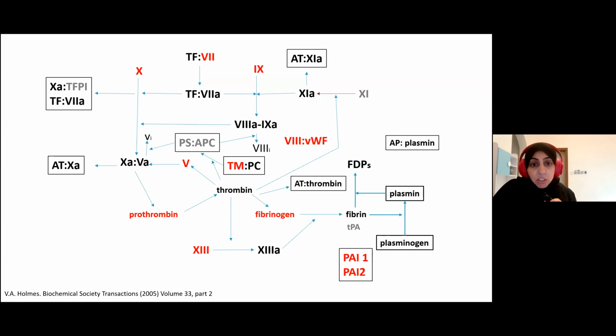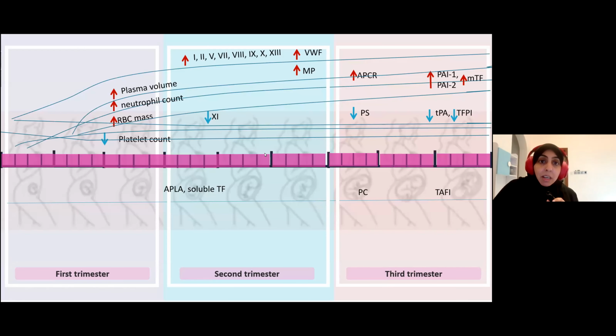Let's summarize these changes that occur during pregnancy, starting with the CBC blood count. The plasma volume will be markedly increased, starting in the first trimester, then completing in the second and third trimester. At the same time, the RBC mass will be increased, but to a lesser extent compared to the plasma volume, and this is why we have a physiological anemia in pregnancy. Neutrophil count will also be increased during pregnancy, and the platelets will be decreased to a lesser extent, but still within the normal range.